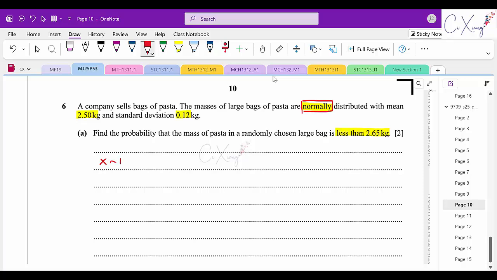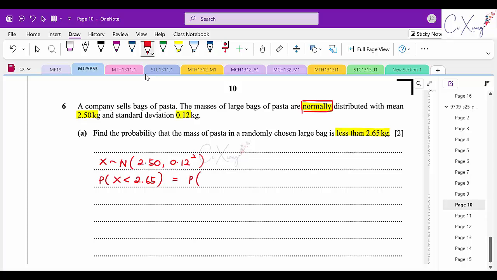So X is normally distributed with mean, oh sorry, I wrote wrongly. It should be N, mean, variance. Mean is 2.50. Standard deviation is 0.12, but I have to put the variance here, right? So it should be 0.12 squared. We are interested to find the probability of X smaller than 2.65 kilogram.